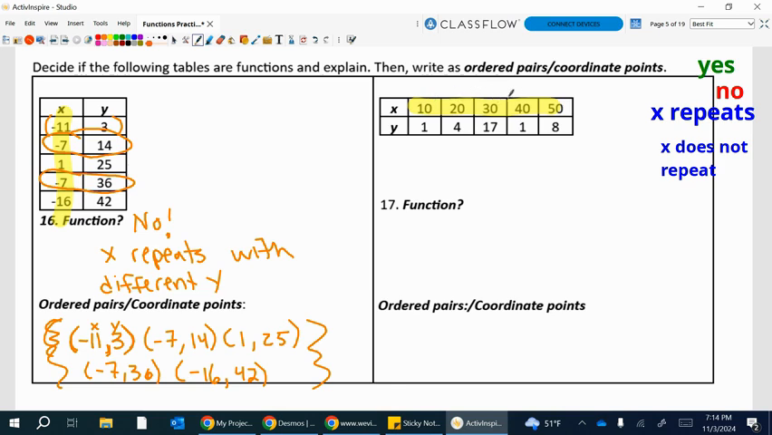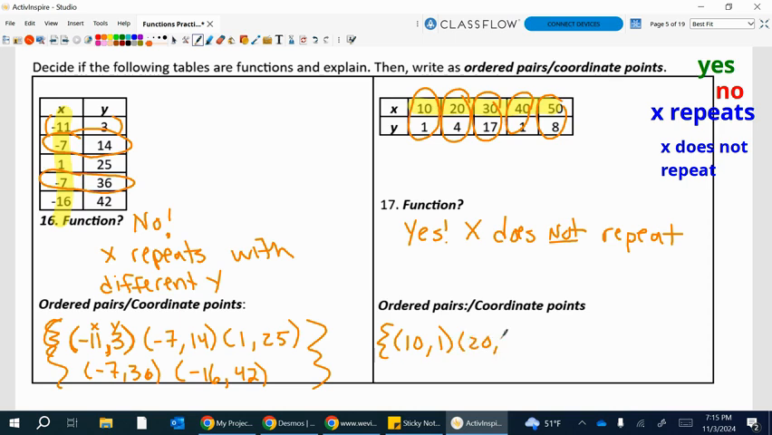Okay, for number 17, we'll do the same thing. 10, 20, 30, 40, 50. So this is yes, because x does not repeat. All the x values are different. We're going to do the same thing again. This time we have a horizontal table here, so that means these are our ordered pairs. It's a set, a group, so I put the squiggle. Then it's 10, comma 1, 20, comma 4, 30, comma 17, 40, comma 1, and 50, comma 8.